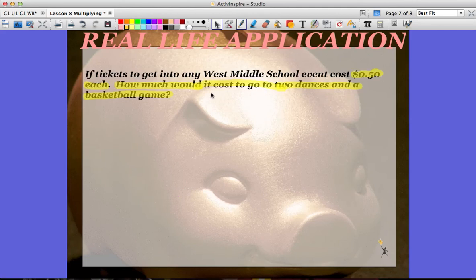Now keep in mind that everything is the same, so does it matter that it's 2 dances and a basketball game? No, it just matters that you know how many events you're going to. So make sure to read this carefully.